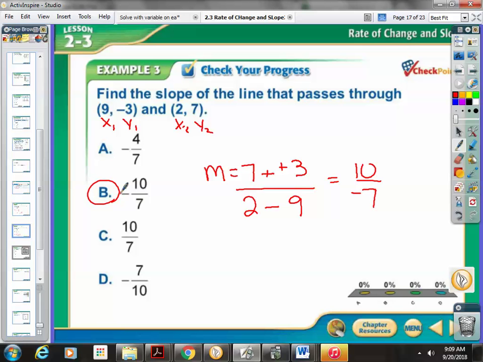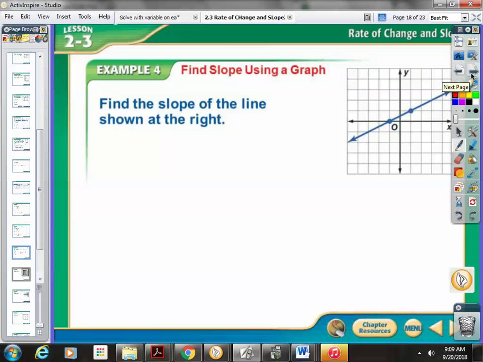So let's look at some graphs. If I gave you a graph, could you find the slope of the line? We just talked about that a second ago. We looked at Desmos. If we have a graph, it's easiest to just simply count. Rise over run. You could pick out two ordered pairs. You could do the slope formula that we just did. But it's also just as easy to count your rise and count your run.